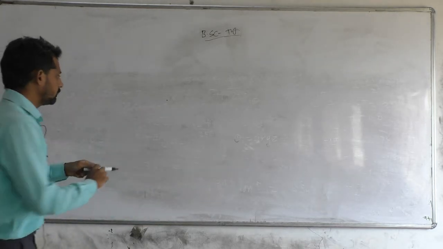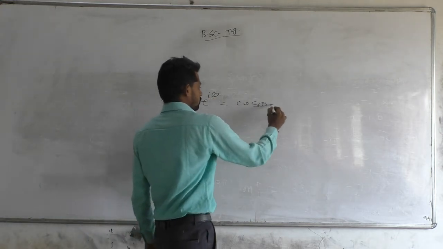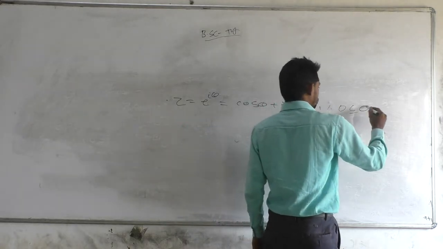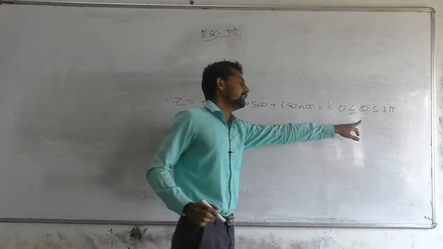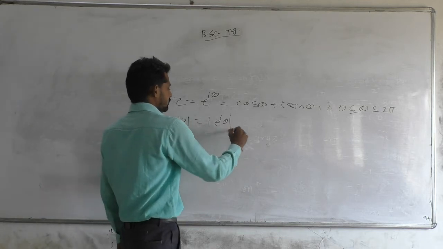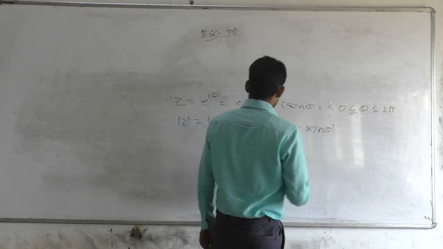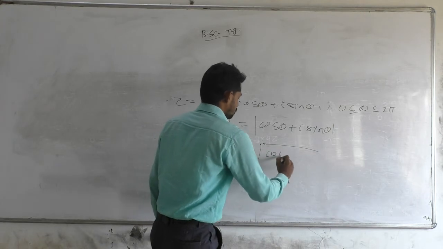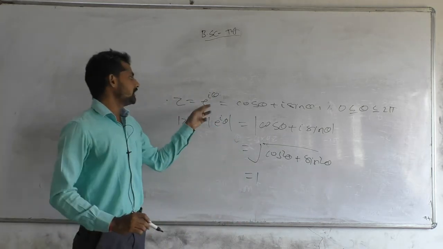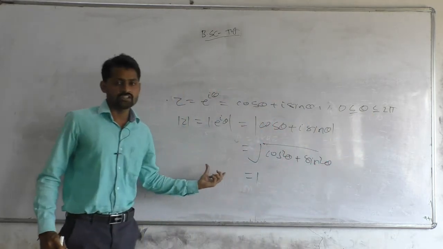Now observe the complex number z equal to e raised to i theta, which can be written as cos theta plus i sin theta, where 0 is less than or equal to theta is less than or equal to 2 pi. That is, theta lies between 0 and 2 pi. Then mod of z is equal to mod of e raised to i theta, which is the modulus of cos theta plus i sin theta. So it is equal to the square root of cos square theta plus sin square theta, which is equal to 1. So the mod of e raised to i theta, where theta is any angle between 0 and 2 pi, is 1.